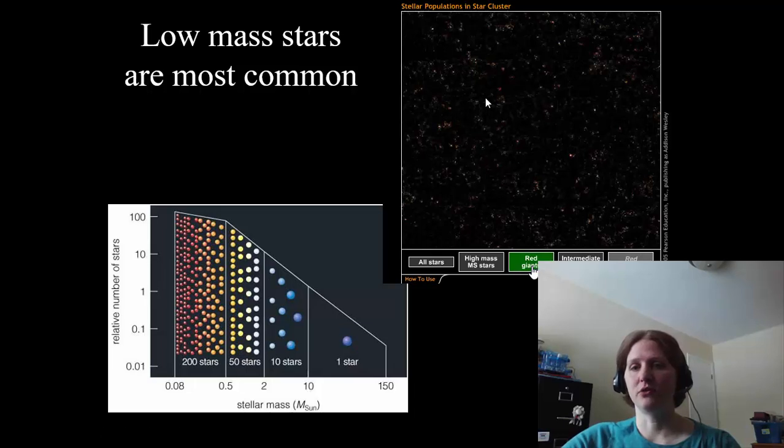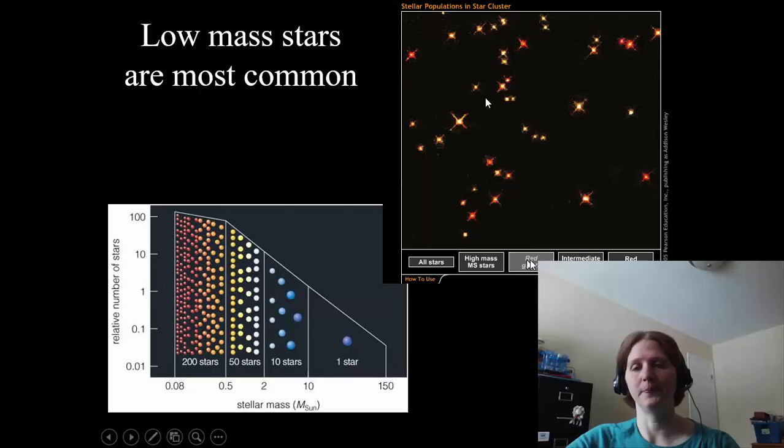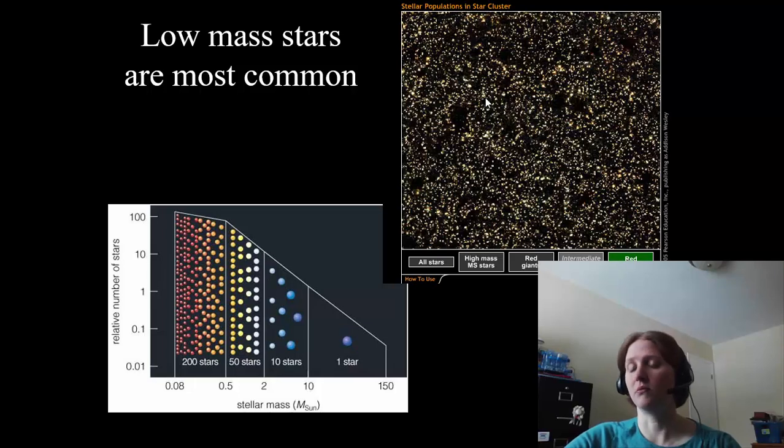Let me also show you the red giants. Red giants are stars that are running out of fuel. So they're not stable. They're not really in this survey. These are only stable stars. The high mass, the intermediate, and the much more numerous but hard to see red stars.